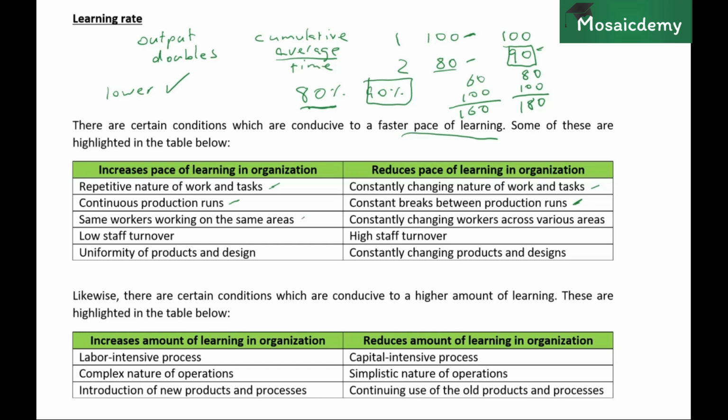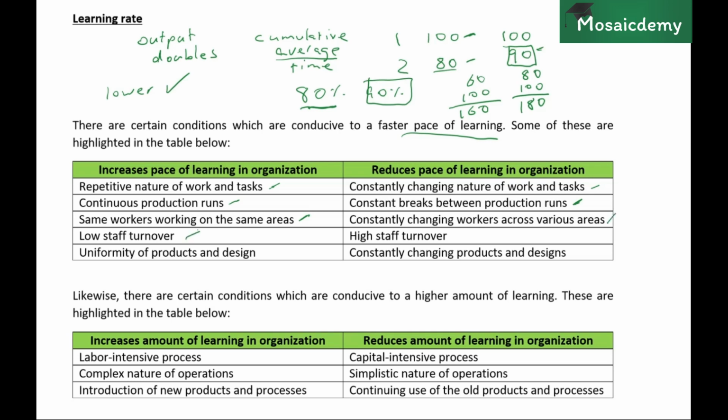Then the same workers working on the same areas, specialization, right? If you work on the same task over and over again, that's how you get better. That's why there's workers in the accounts department, workers in the sales department, workers in the production department, so that they can become better at their job rather than changing the work that they do.